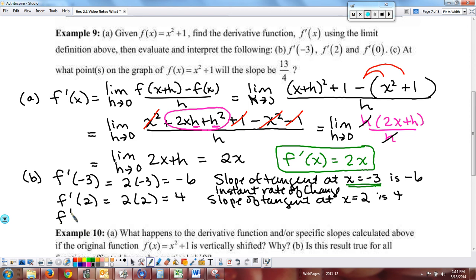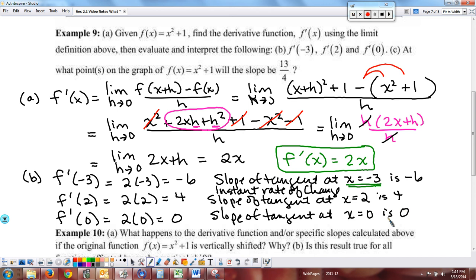And then we did f prime of 0, and hopefully from the very beginning of this, you should be able to answer that question and remind yourself what was happening at x equal to 0. At x equal to 0, we had an extrema. In the tangent line, at an extrema, where you switch from decreasing to increasing, has a slope of 0. So the slope of the tangent at x equal to 0 is 0.